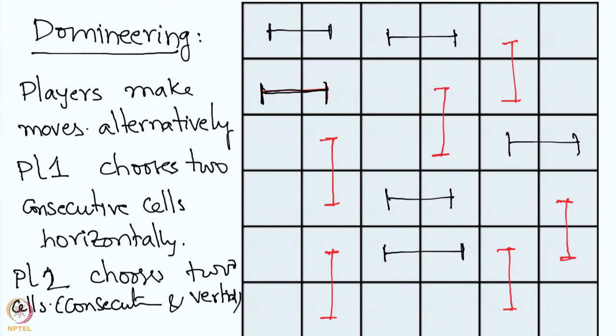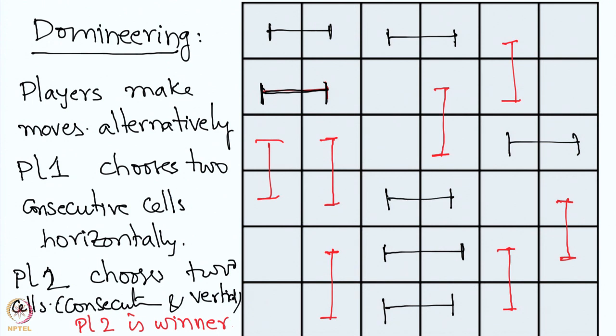Now player 1 has only one choice here, so he will choose this. Then player 2 can choose this. Now player 1 has no move here, so therefore player 2 is the winner. Player 2 is the winner in this setup. So this is a domineering game. Note that in this instance of the domineering game, player 1 has no more moves to make, and player 2 is the person to make the last move, and hence player 2 is the winner.